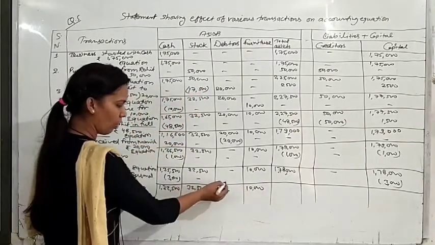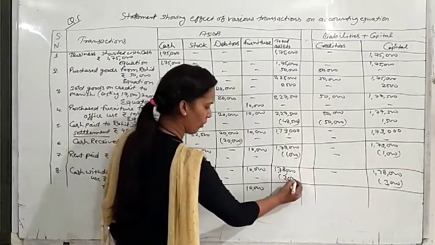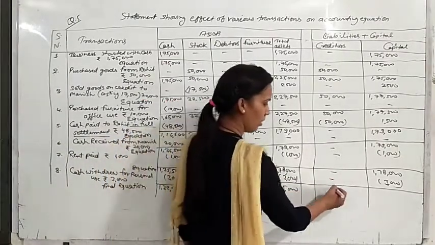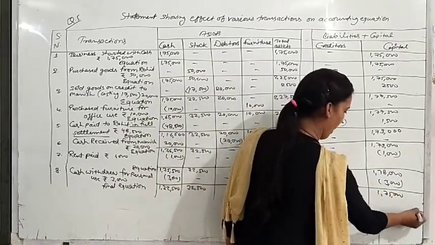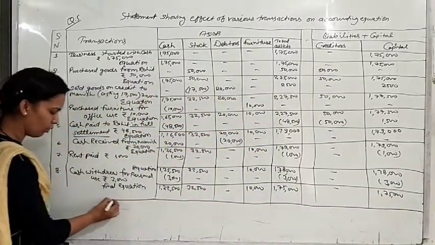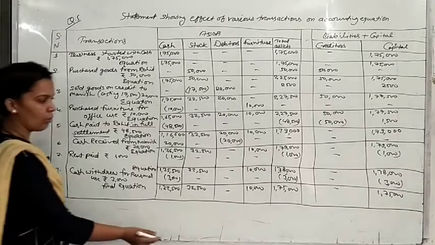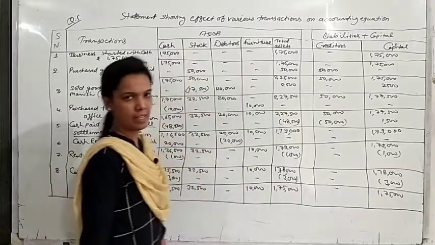Here no effect on stock, debtors and furniture. This 3,000 will be reduced from your total assets also, meaning 1,75,000, and here also 1,75,000. Now match your final equation, that total assets are equal to liabilities plus capital. So your total assets are here 1,75,000 and liabilities plus capital is also 1,75,000.